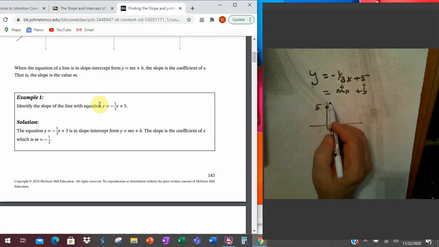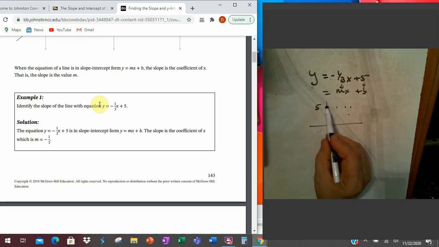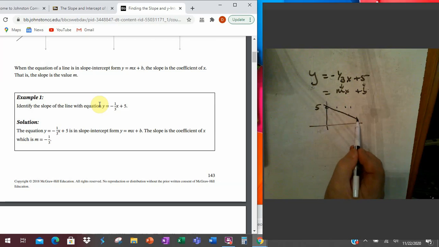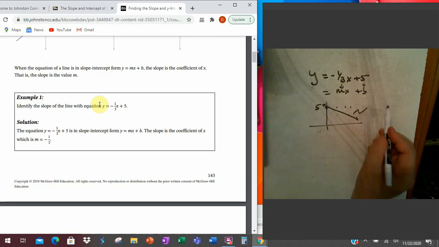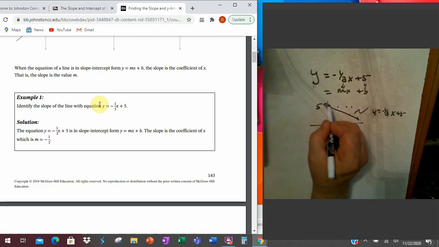Now a negative number says I'm decreasing. As I go over 3 this time, I only go down 1 here. So this is a very slow slope like that. And that's what y is equal to -1/3 x plus 5 would look like. This point with 5 is (0, 5).